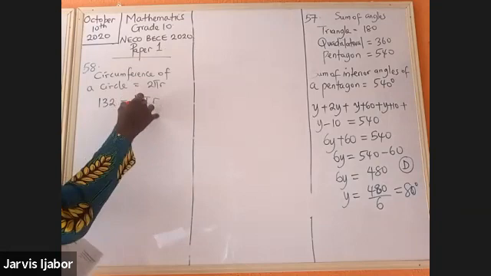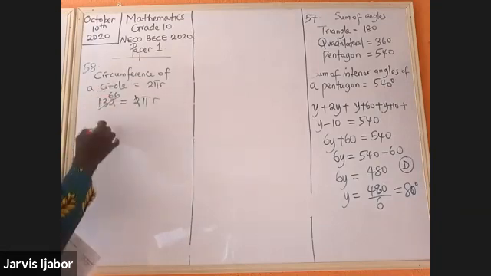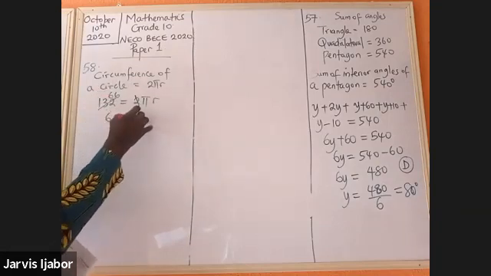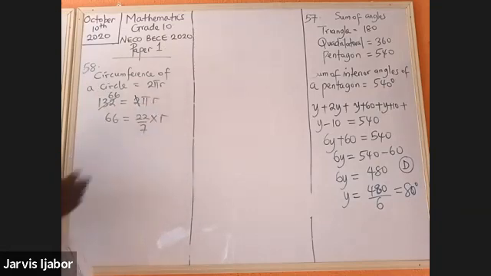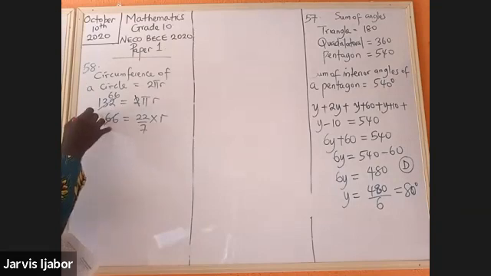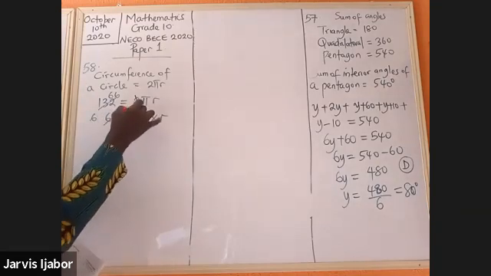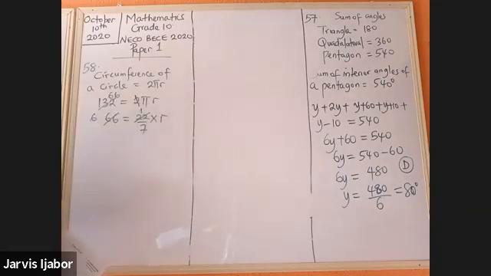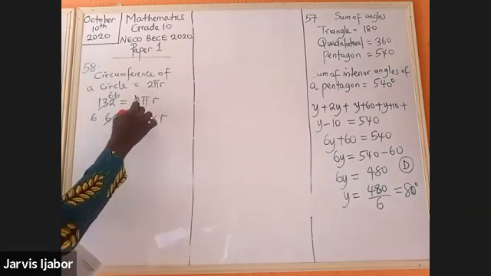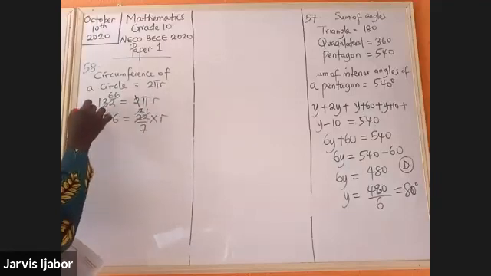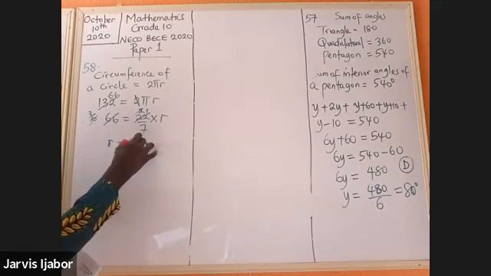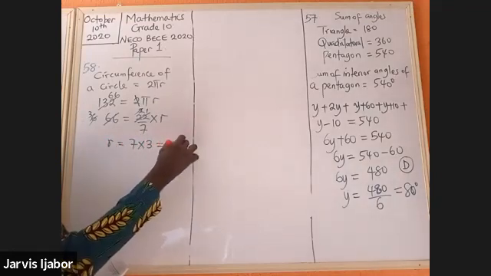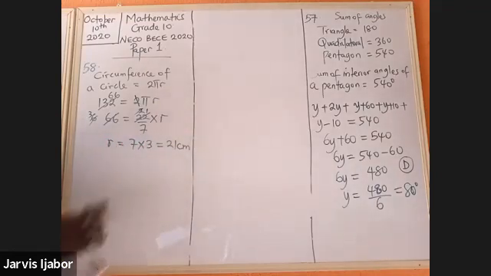And I'll just start by cancelling these two, and it becomes 66. So 66 will now be equal to what? 22 over 7 times r. 11 go here, give me 6. 11 go here will give me 2. 11 here, 1. 2 here, 1. 2 here, 3. So that means r will be equal to 7 times 3, and that will be 21 centimeters. So that answer is what? E.